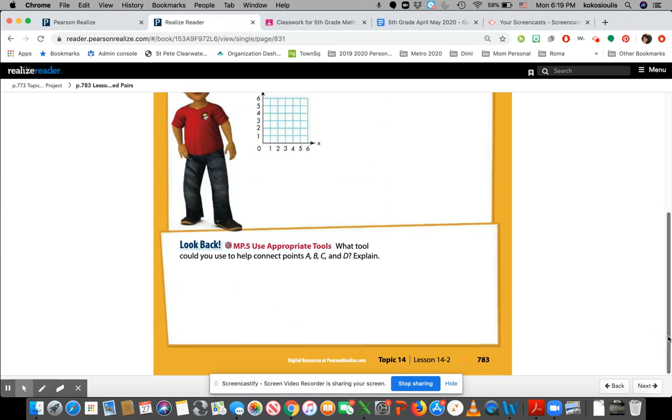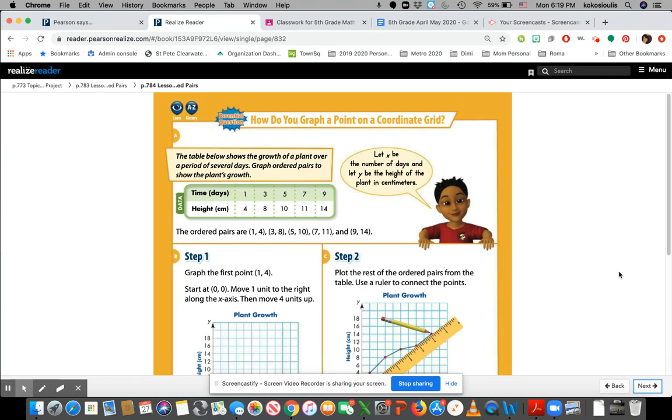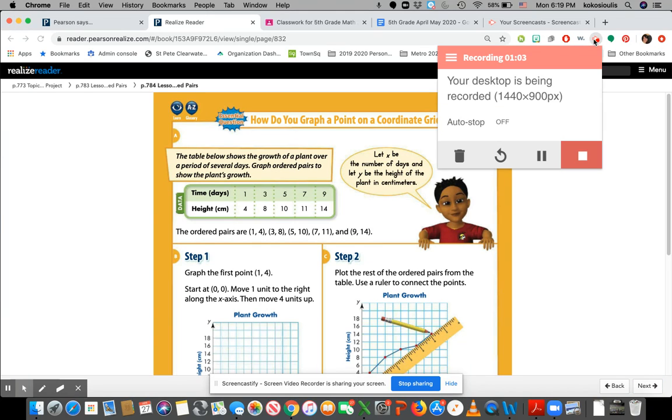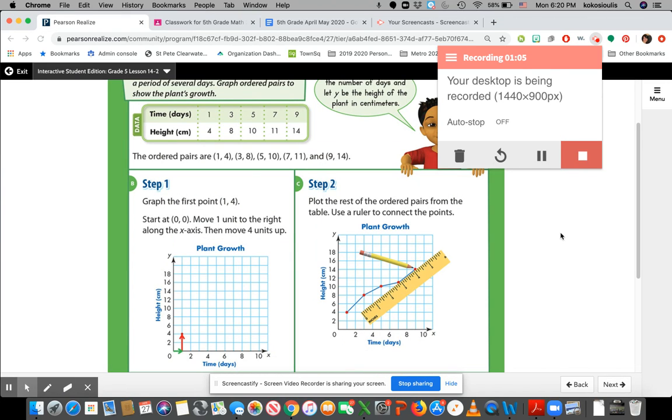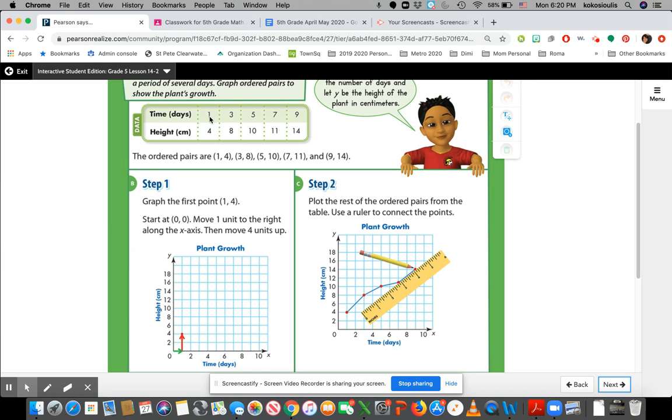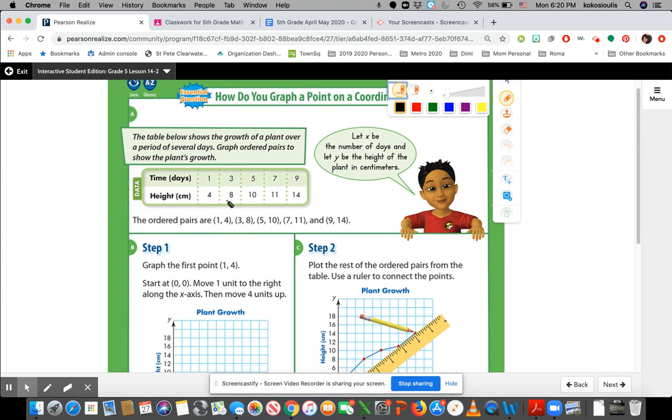Okay, so let's go and see what we're going to do with these ordered pairs. Let's start here. A table below shows the growth of a plant over a period of several days. Graph the ordered pairs to show the plant's growth. We see here that he has put this in a table for us. In 1 day, it grows 4 inches. In 3 days, it grows 8 inches. In 5 days, it grows 10 inches. In 7 days, it grows 11. And in 9 days, it grows 14.